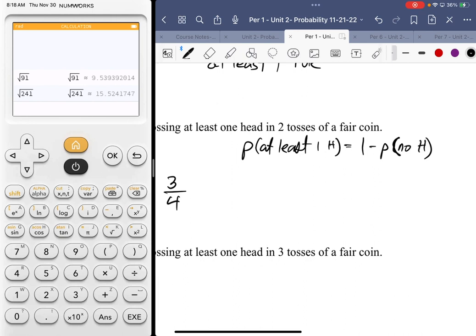All right, 1 minus the probability of no heads in 2 flips of a coin. Now, when you flip the coin, I'll say 2 coin flips, the distribution of possible outcomes is that I could get no heads, one head, or two heads. Those are my possible outcomes when I flip a coin twice.